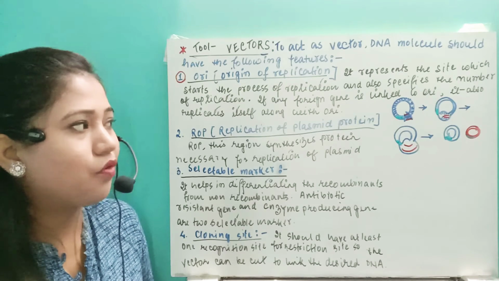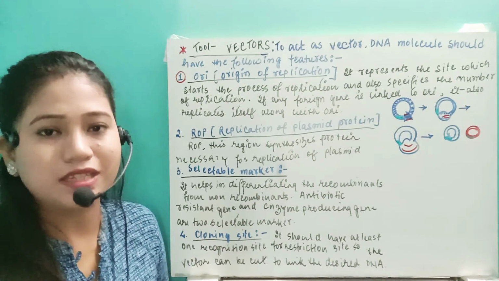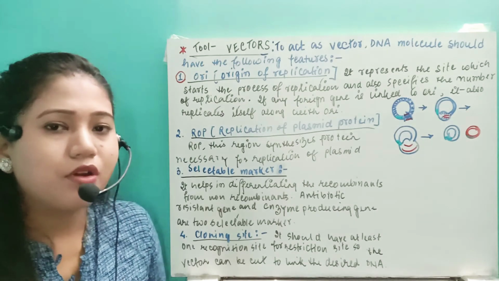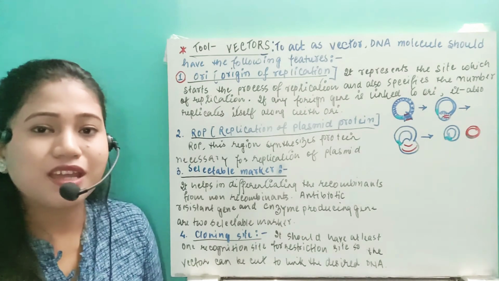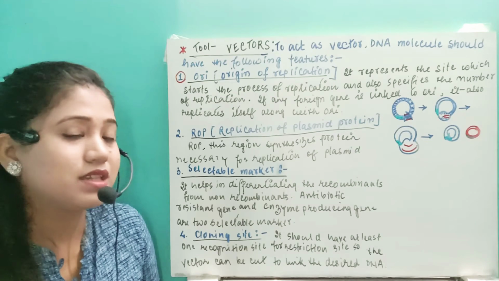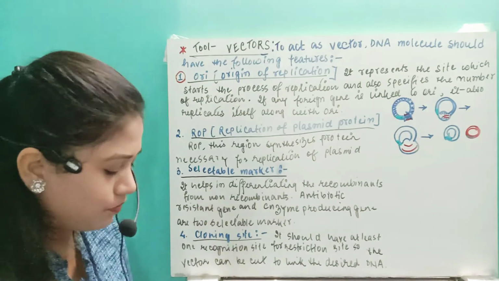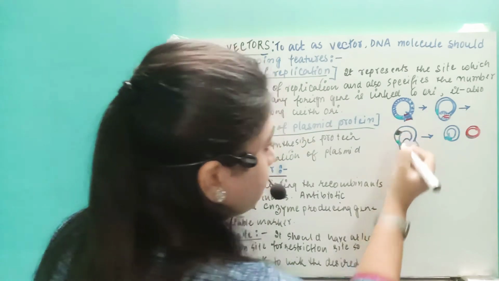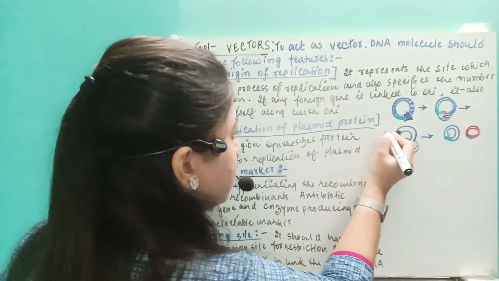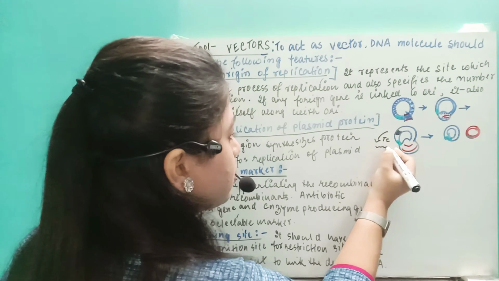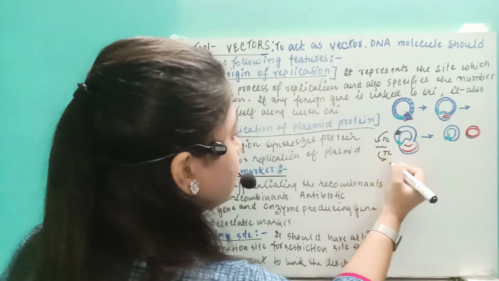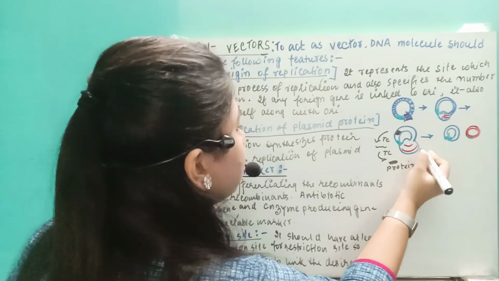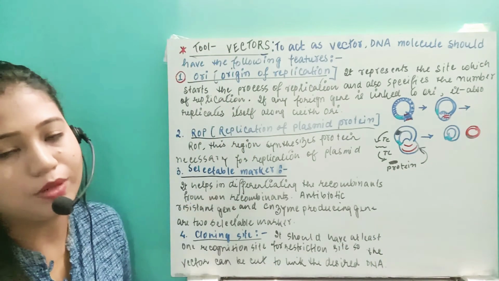So for the replication process, lots of enzymes are needed, which are proteinaceous in nature. By whom will these enzymes or proteins be synthesized? By the ROP. Suppose this is the ROP, so this is the gene fragment. This gene fragment will undergo transcription, form mRNA, undergo translation, and form the protein. This protein will be necessary for the process of replication.